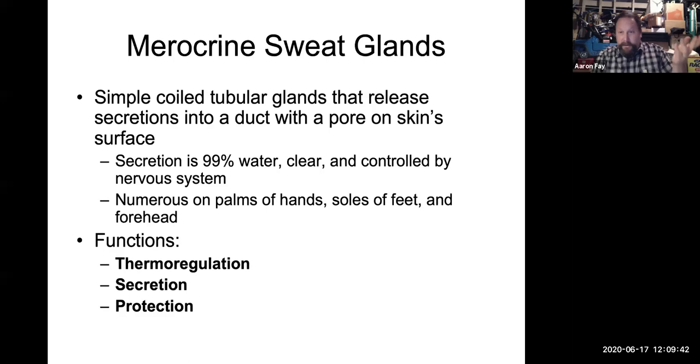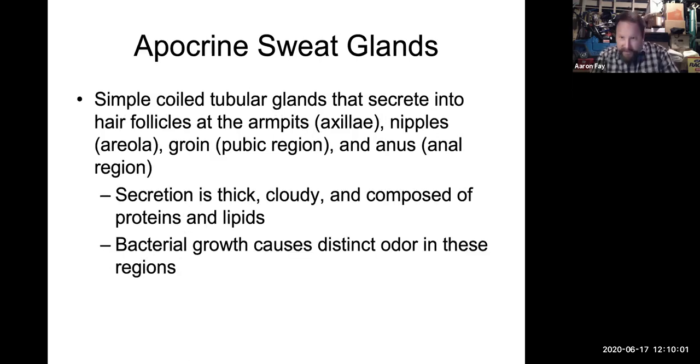And also protection. Anyone who's done running or endurance sports knows sweat actually acts as a lubricant, right? It helps prevent chafing and abrasion. So sweating a lot will actually help with running and things like that. Apocrine sweat glands are also simple coiled tubular glands, except the lumen, or the space of those tubes, is usually much, much larger than in merocrine glands. And also apocrine glands are only found in particular parts of the body, places like your armpits, around the areola, which is the area immediately around the nipple.